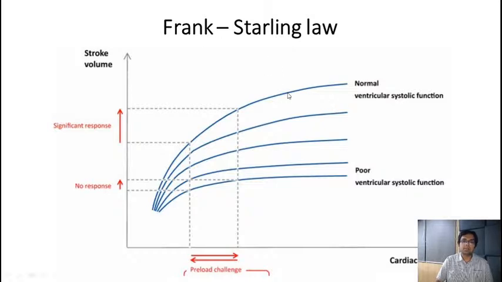Now this happens up to a particular point, beyond which the curve gets flattened. As in accordance with the length-tension relationship, if there is excessive stretching of the myocardial fibers, then it decreases the interaction between actin and myosin filaments, and which finally leads to decrease in stroke volume.